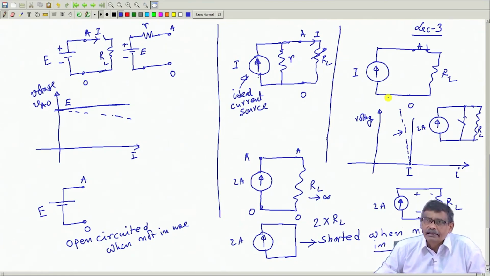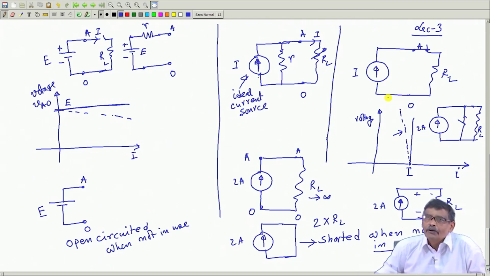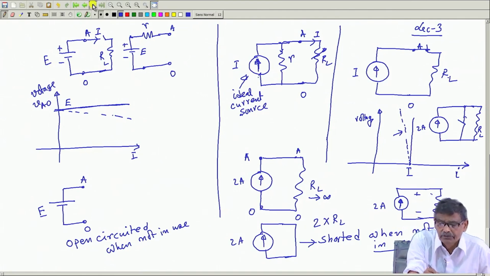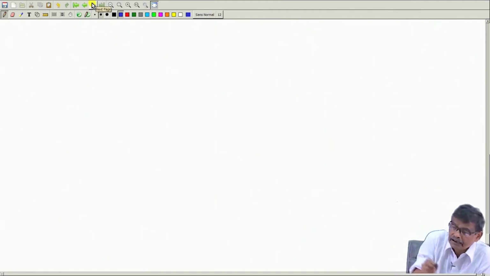If it is an ideal current source, the current in that branch wherever that current source is present is known, but the voltage across the current source is to be calculated from whatever impedance or resistance we have connected in the network. Let us consider a very simple example. We go slowly here. For example, let us consider a network like this.